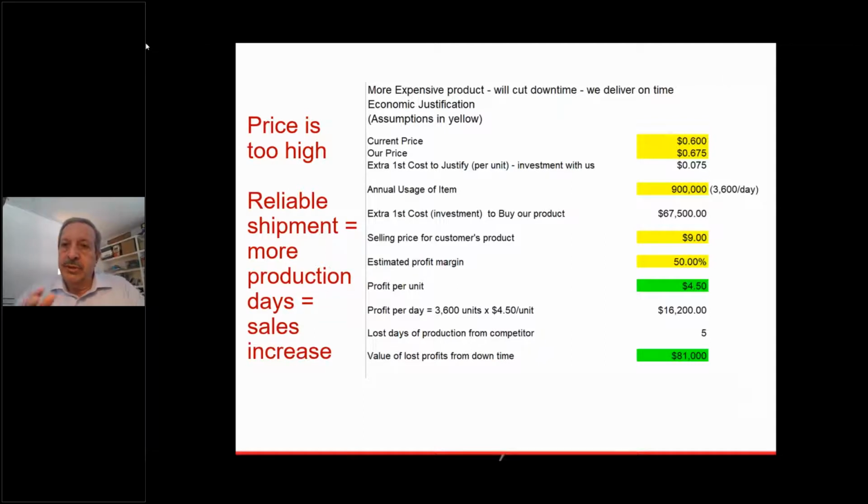So what we're showing them is, how do they make more money? How do they make more profit by paying us more? That's the idea behind an economic justification worksheet. They pay us more money and they earn more profit.